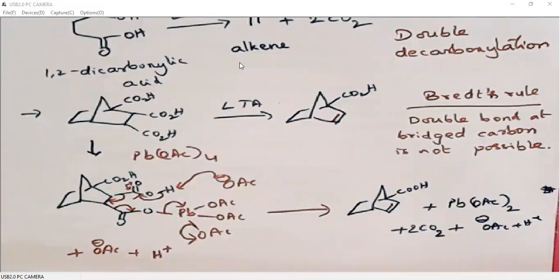So overall, in the overall reaction, we are eliminating two carbon dioxide molecules plus two acetic acid molecules. One acetic acid molecule here, one acetic acid molecule here. So lead tetraacetate is used for the double decarboxylation of 1,2-dicarboxylic acids.